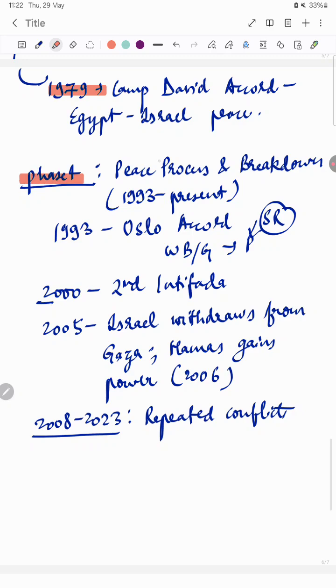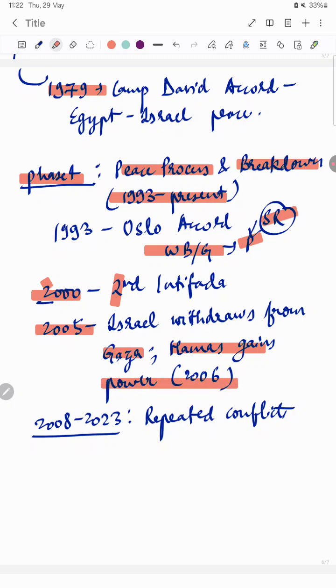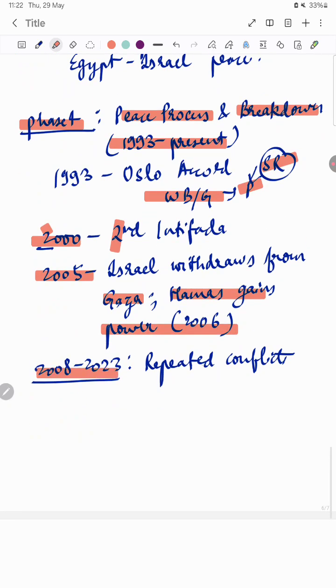Phase 4 comes: peace process and breakdown, 1993 till present. 1993, Oslo Accord, Palestinian self-rule in parts of the West Bank and Gaza. 2000, the Second Intifada: collapse of the peace talks that were happening under the Oslo Accord and increased violence. 2005, Israel withdraws from Gaza and Hamas gains power in Gaza in 2006. 2008 to 2023, repeated Gaza conflicts.